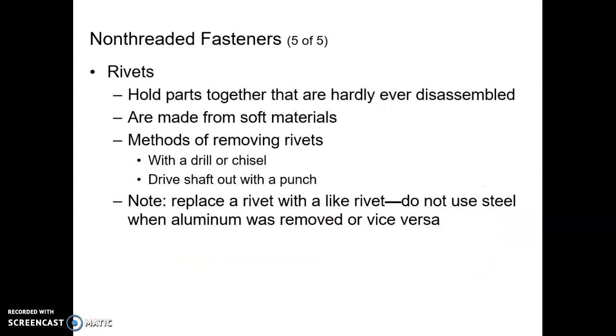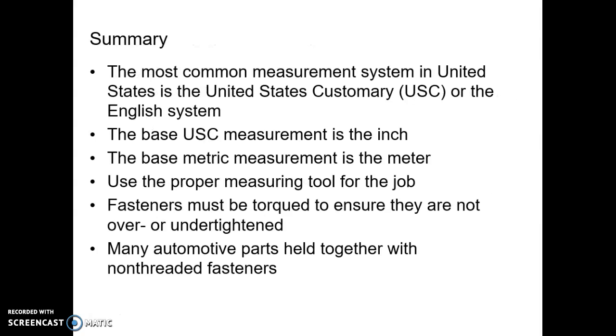Rivets are a common part that are used in cars today. They hold parts together that are very seldom disassembled. Window regulators, door window motors can often be used with rivets. They are put in as a permanent installation and not made to be removed. They typically have to be drilled or chiseled. When replacing a rivet, replace it with a like rivet. Do not use steel where aluminum is removed or vice versa. Make sure, again, you use the same type rivet to replace what you've removed.